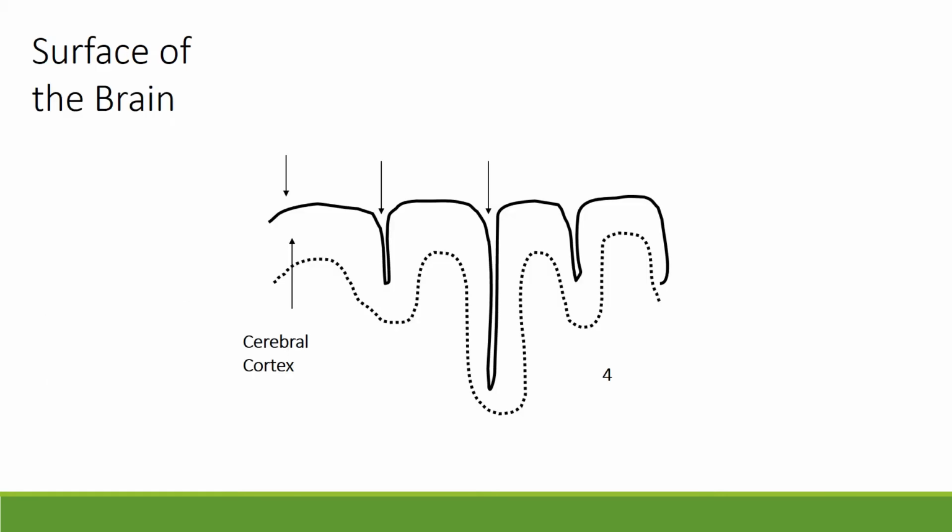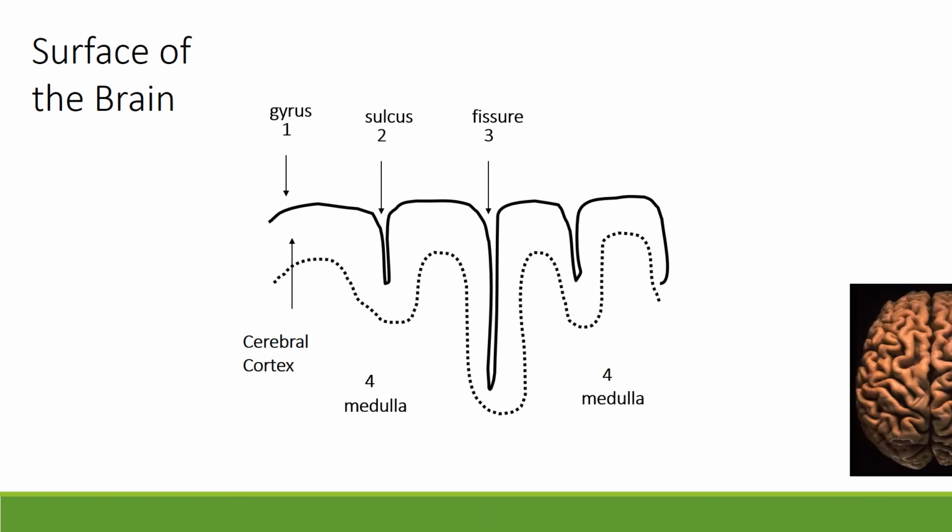This diagram shows you the surface of the brain. Each of those little hills or mounds is called a gyrus, and that's indicated by the number 1. A sulcus is an indentation in the brain surface, and this is number 2. A fissure is a very deep indentation, indicated by number 3. The cerebral cortex is just below the surface of the brain, and inside the cerebral cortex is located the medulla.